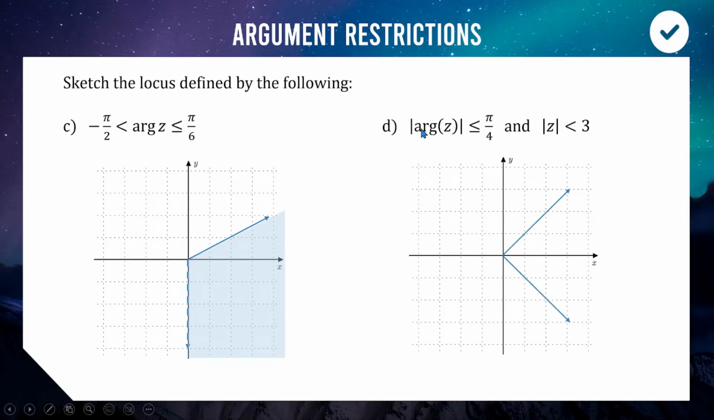Okay, so our argument could be pi on 4, or it could be negative pi on 4, because we're taking the absolute value and making it positive again.